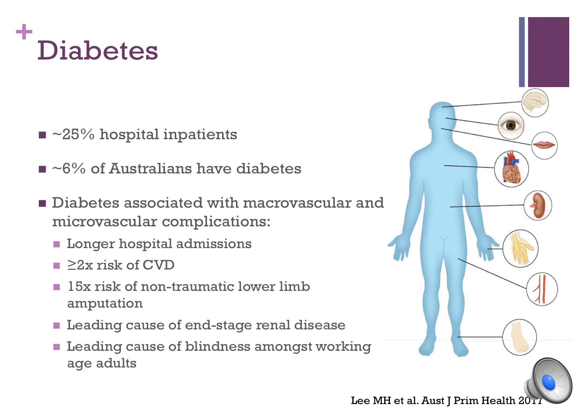Why is diabetes important? Well, it's very common, affecting around 25% of hospital inpatients and around 6% of Australians. But importantly, it's also associated with serious macrovascular and microvascular complications, some of which have been listed below. Diabetes is associated with at least a 2 times risk of cardiovascular disease, 15 times the risk of non-traumatic lower limb amputation. It's the leading cause of end-stage renal disease and blindness amongst working-age adults, and is associated with longer hospital admissions.